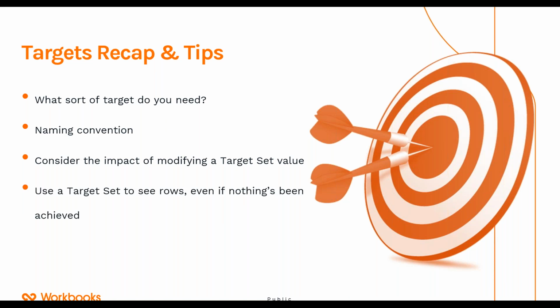If you want to see a row for all of your users or your teams or your products or whatever it is that you've got rows for which you've got targets, if you want to see those, even if nothing's been sold or closed or whatever it is you're measuring against, then you must use a target set. Using the original way of setting up targets, you won't see a row when there's a zero value against it.